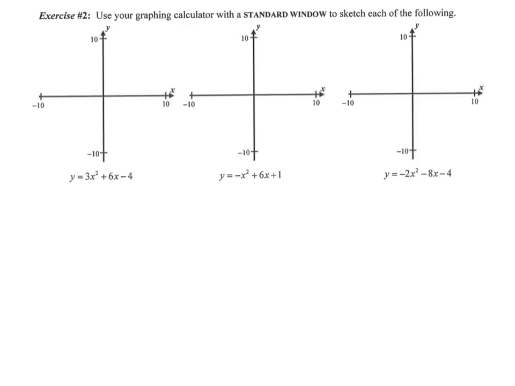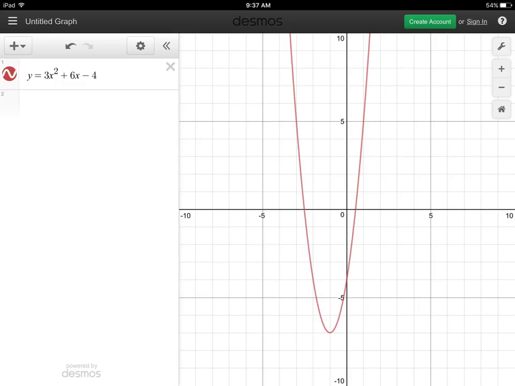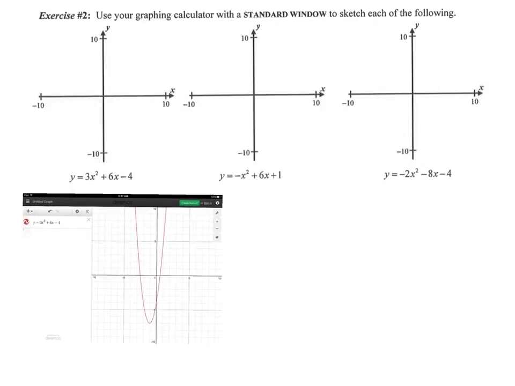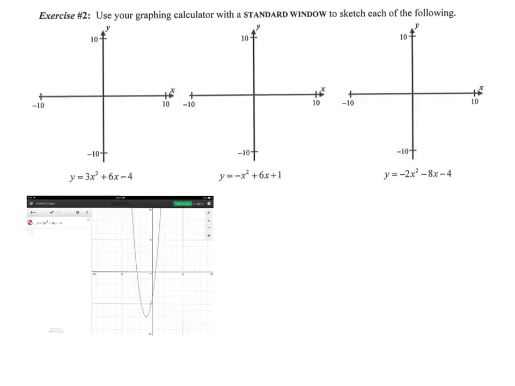So we're going to use our graphing calculator with a standard window to sketch each of the following. What standard window means is that your x as far over as it will go is negative 10, as far to the right it will go is positive 10, and positive 10, negative 10 for the y also, which you see on the graphs there. So I'm going to input the Desmos graph of the first one, 3x squared plus 6x minus 4.